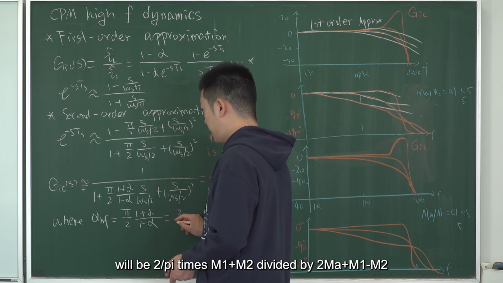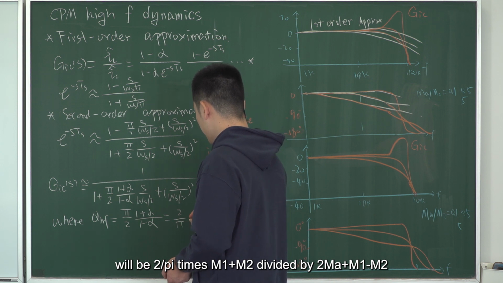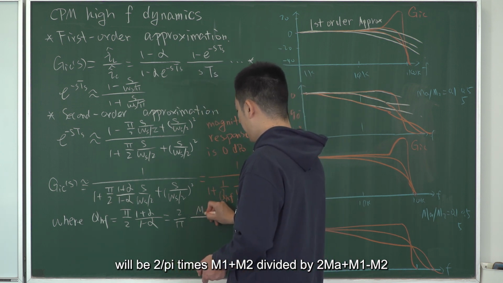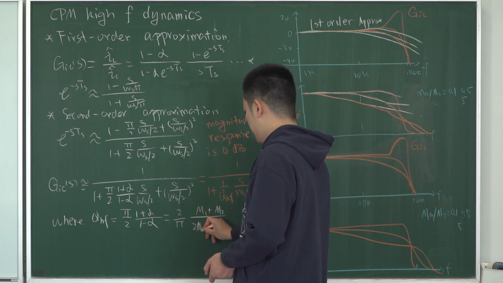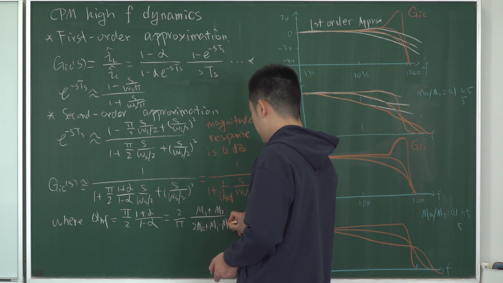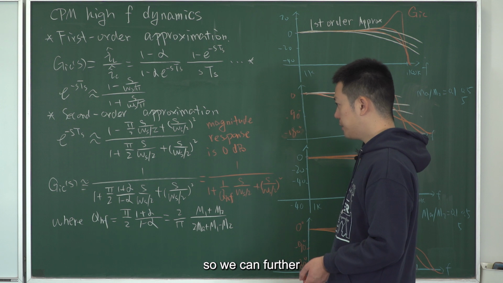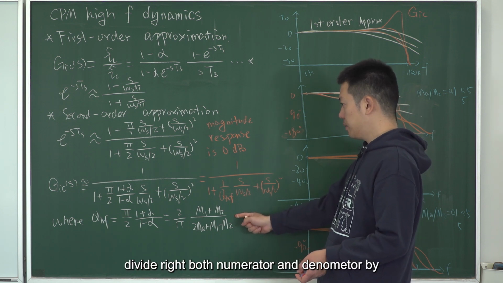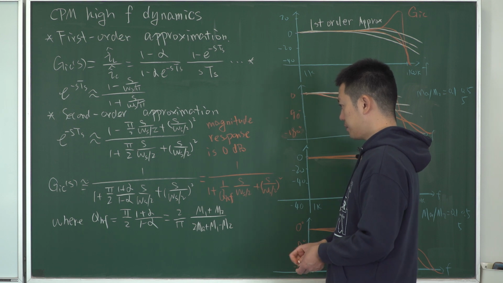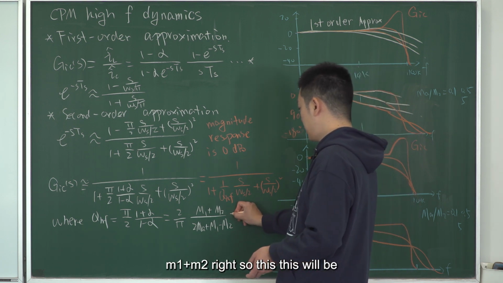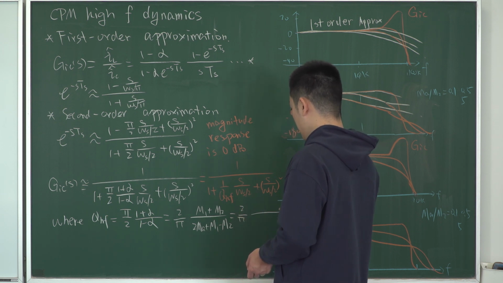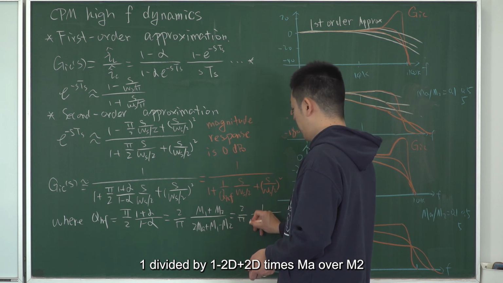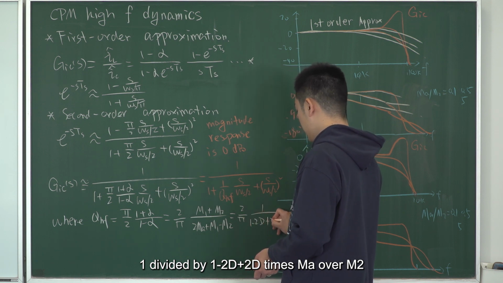So it will be 2 over pi times (m1 plus m2) divided by (2ma plus m1 minus m2). We can further divide both numerator and denominator by m1 plus m2. So this will be 2 over pi times 1 divided by (1 minus 2D plus 2D times ma over m2).